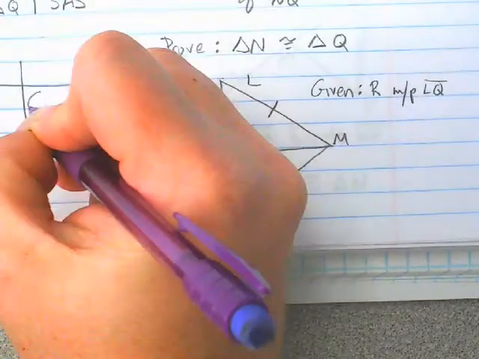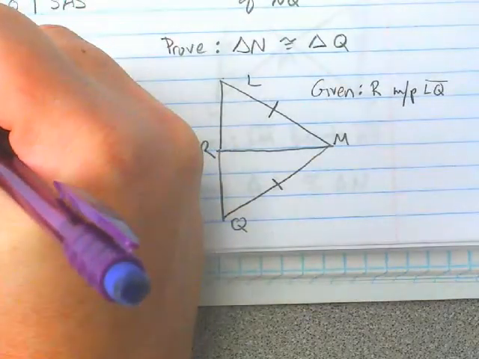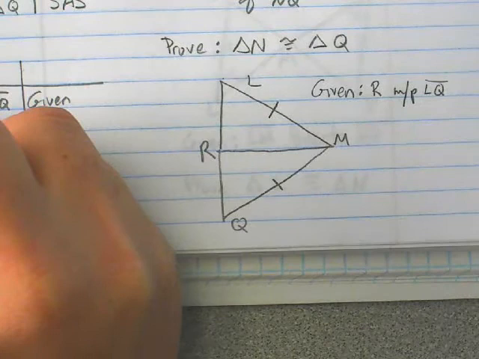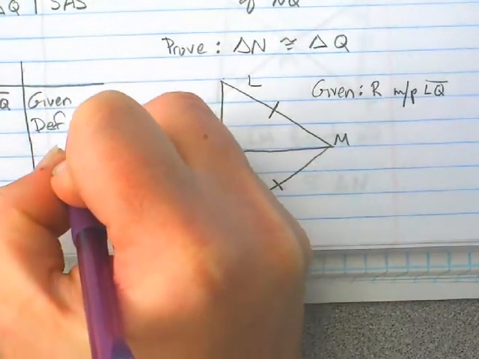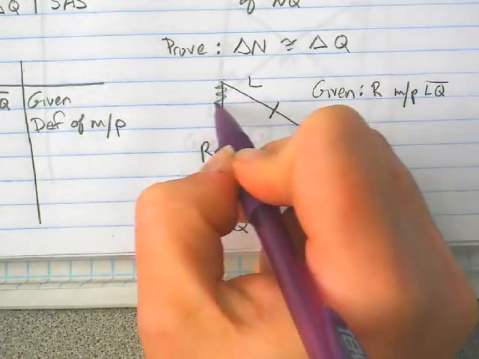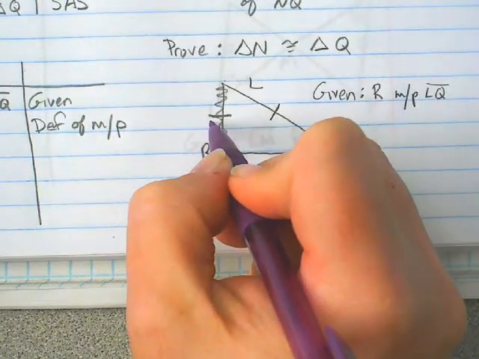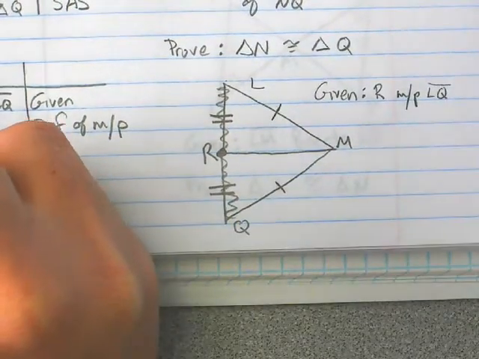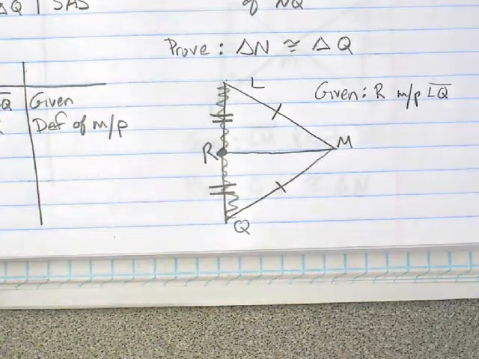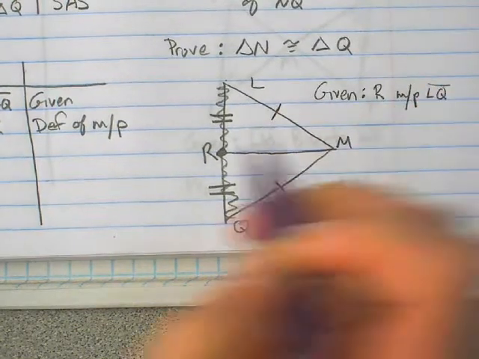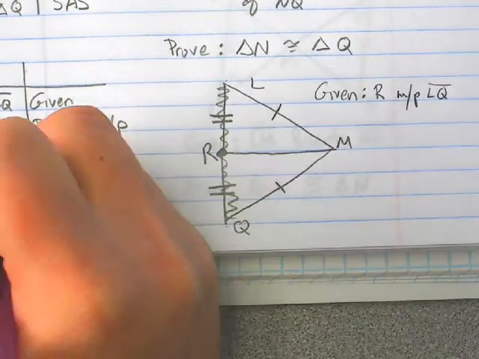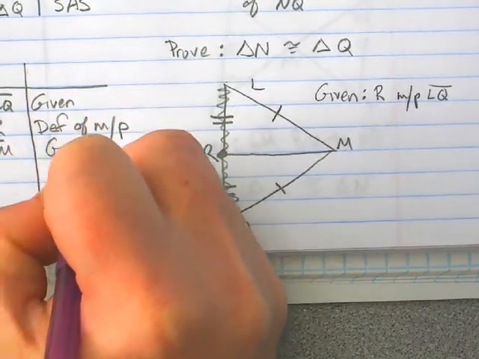The first thing you wrote was your given. R is the midpoint of segment LQ. And since you wrote midpoint, the next thing you write is definition of midpoint. Since R is the midpoint of LQ, that means LR is congruent to QR. I have other givens here and here. Side LM is congruent to side QM, and that one's given.